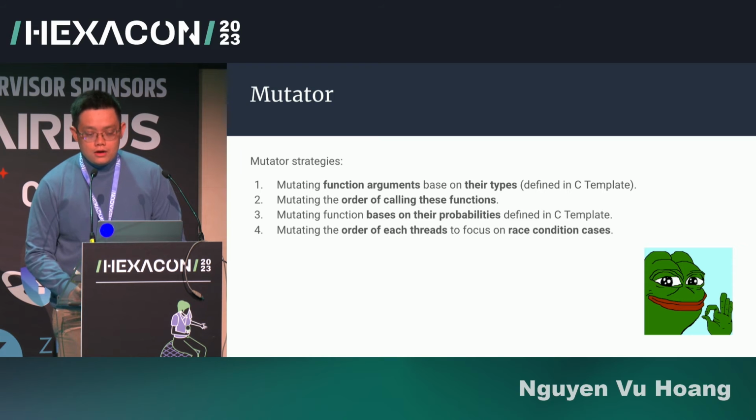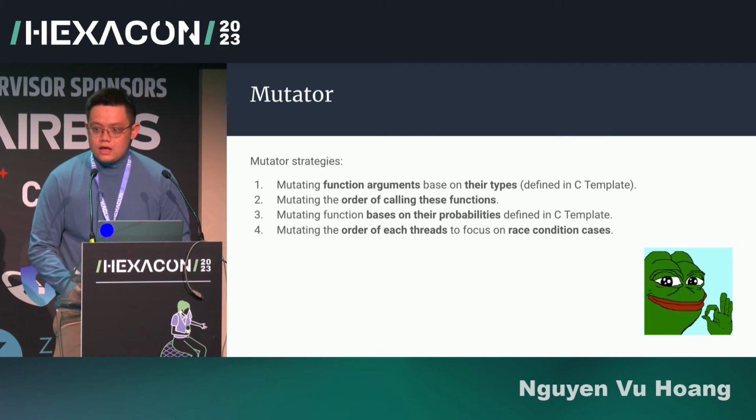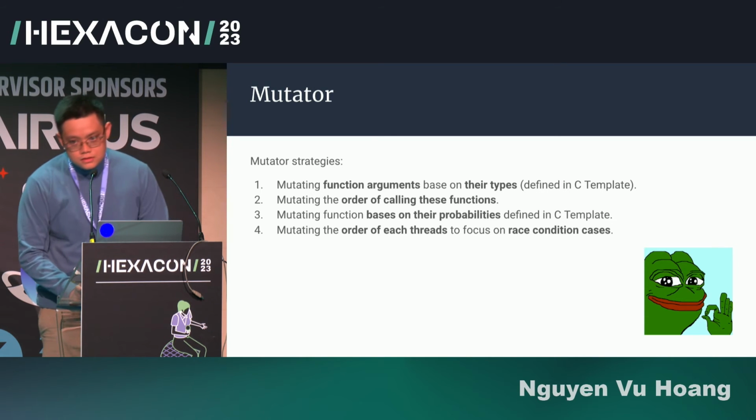I implemented 4 mutate strategies. The first, I will mutate the function argument based on their type, which I define in the XC templates. And the second, I will mutate the order of calling the function. And for the third, I will mutate the function based on their probabilities point, defined in the C template to increase the hit point of some function I want. And for the last strategy, I just focus on mutating extract to focus on race condition cases.